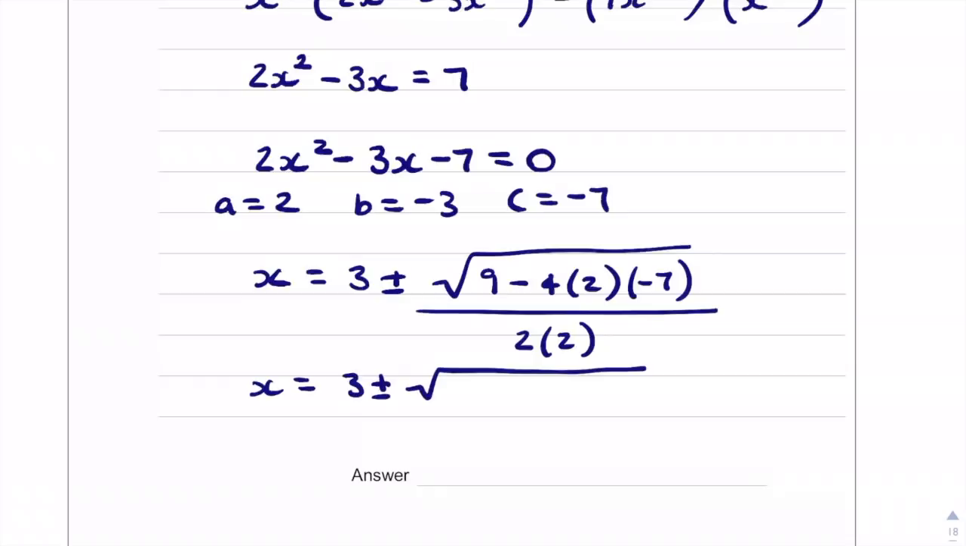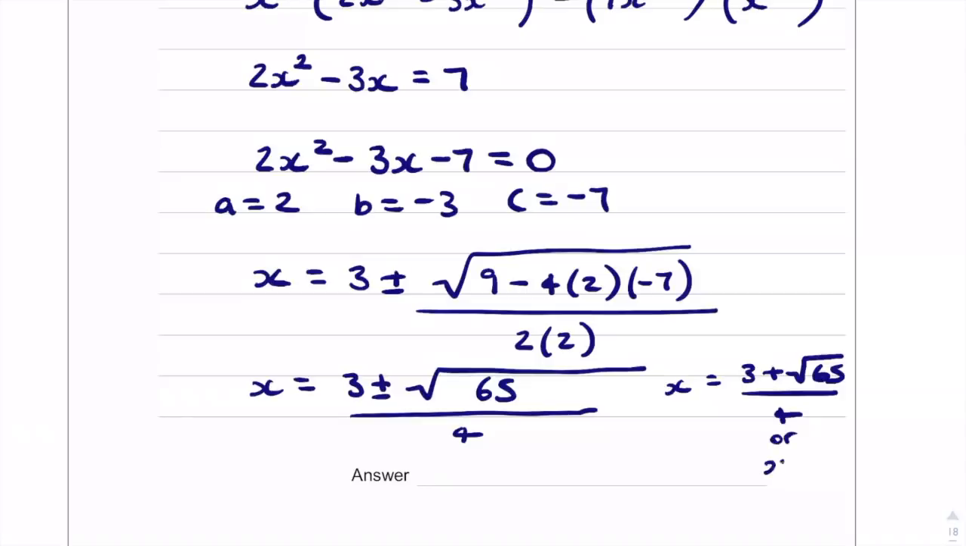Now I'm just going to type that into my calculator. And I get the square root of 65, and that's over 4. So I'm going to get x equals 3 plus root 65 over 4, or x equals 3 minus root 65 over 4.